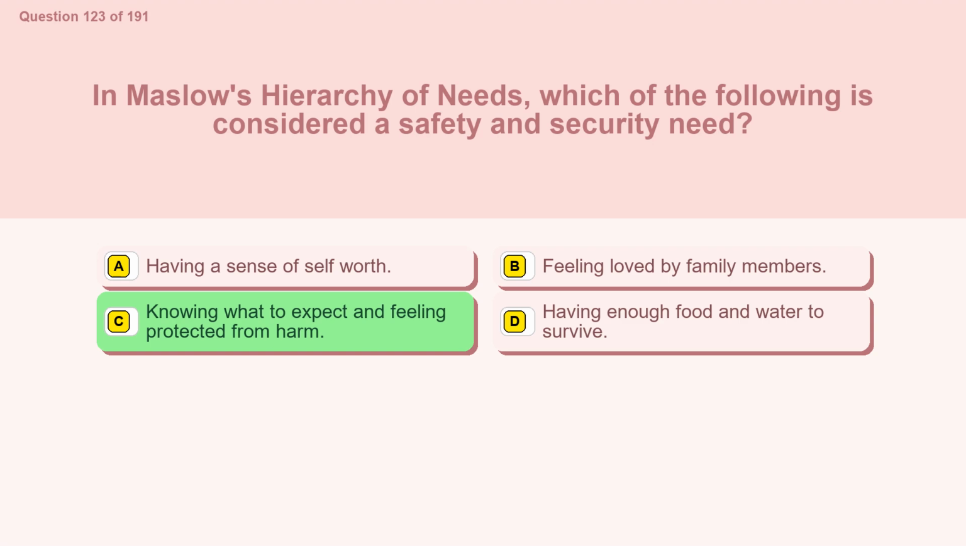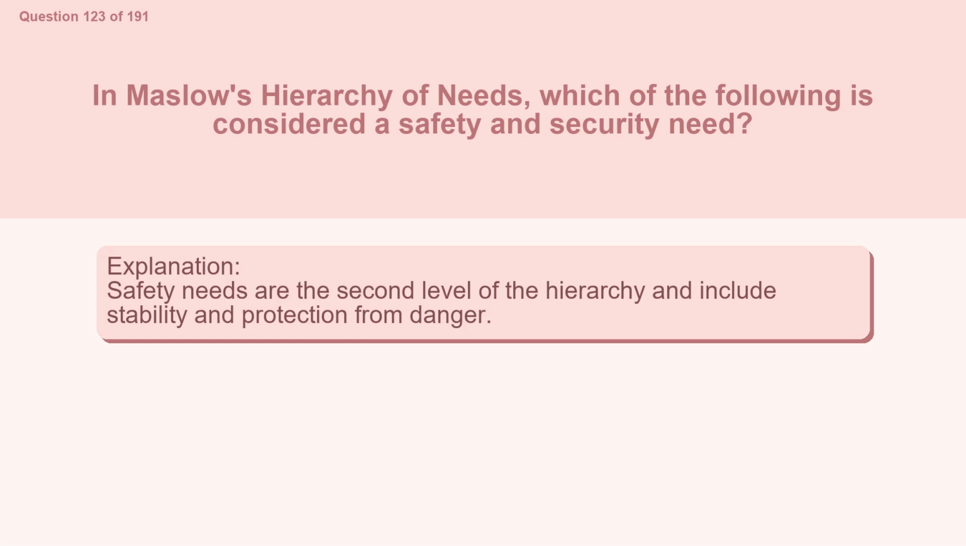The correct answer is option C. Knowing what to expect and feeling protected from harm. Safety needs are the second level of the hierarchy and include stability and protection from danger.